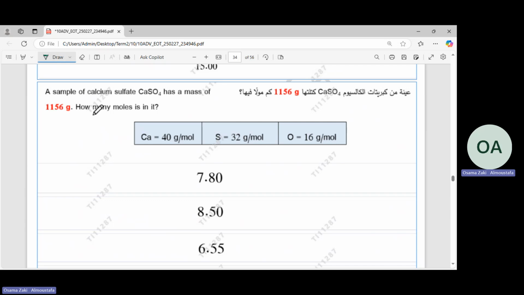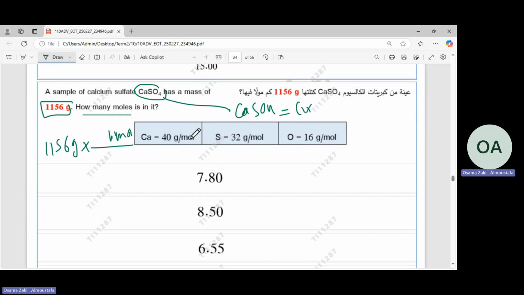Sample has a mass. How many moles? Also convert from mass to mole. So 1156 grams times 1 mole over the molar mass of this. Do we have the molar mass? No, we have to prepare it. How? We have CaSO4. So how many Ca do we have? We have 1 times what's the molar mass? Molar mass is 40 plus S.